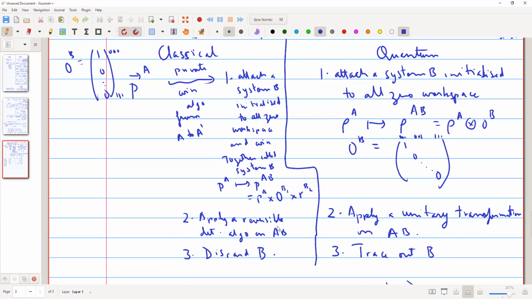Now, instead of permutation matrices or reversible deterministic algorithms, here's where the extra power is coming from. You can apply any unitary transformation, and discard B is basically the same. You do the analogous operation to trace out. This is indeed the most general quantum operation, but the emphasis is on the word quantum operation, because if you measure and observe, then things are different. I don't know physically what it means, but yes, it's different.